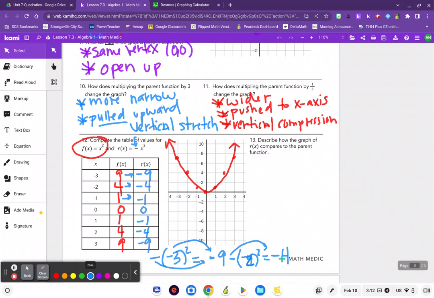So I'm going to go ahead and graph these points. We still have (0, 0). But this time I have (-1, -1) and (1, -1). And this time I have (2, -4) and (-2, -4). And I have (3, -9) and (-3, -9). I'm going to connect those points. And so it turns out that this very last transformation that I could make is I could flip my parabola upside down. So it says describe how the graph of r(x) compares to the parent function. Well, this graph is flipped upside down.